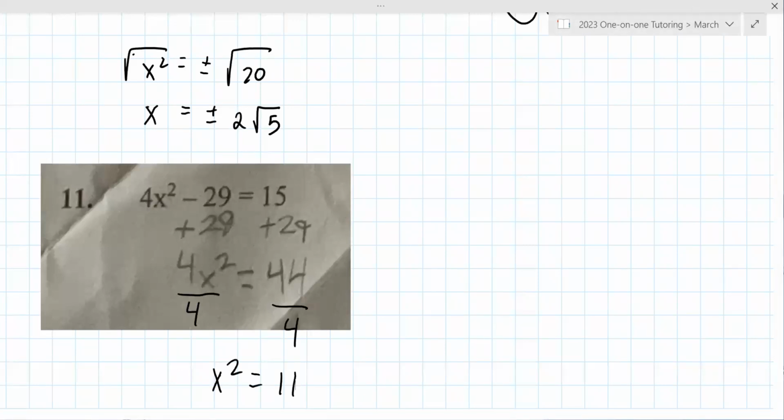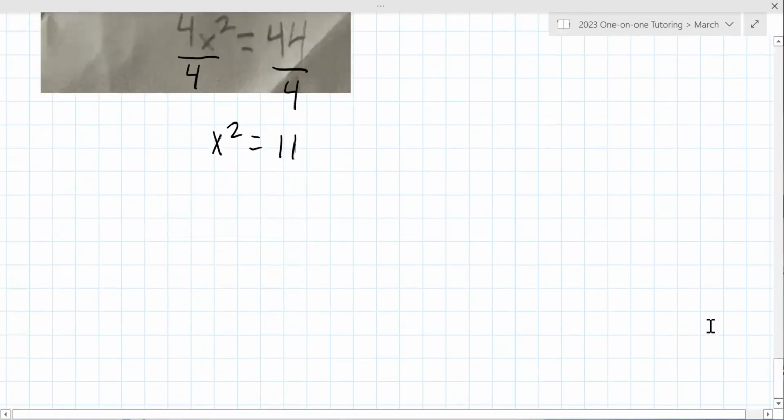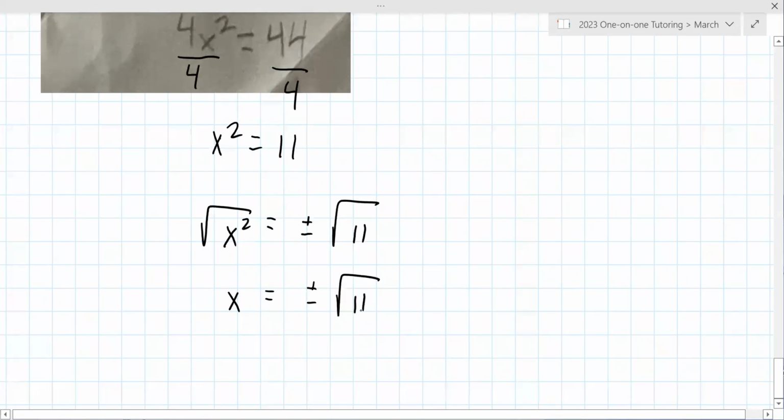This is where you have to take a square root of both sides. All right, so unfortunately, this one doesn't have a perfect square root again. So it's plus or minus the square root of 11. x equals plus or minus the square root of 11.